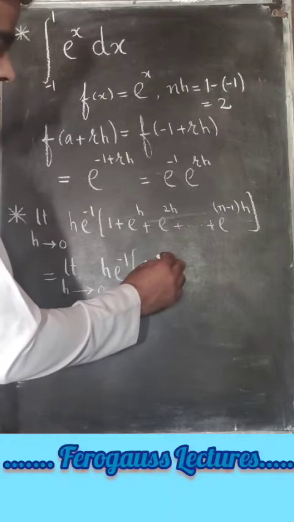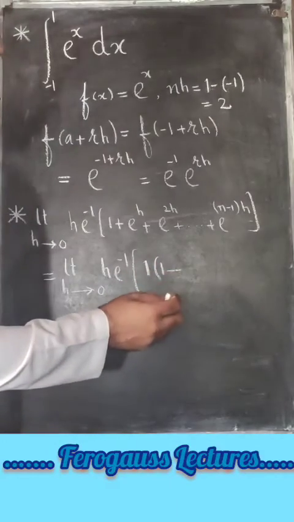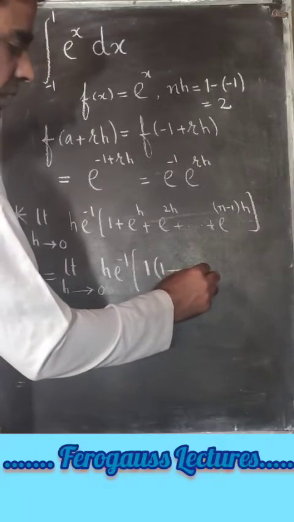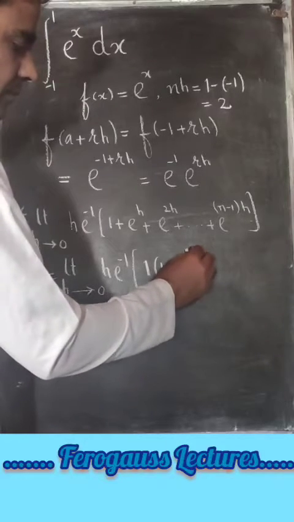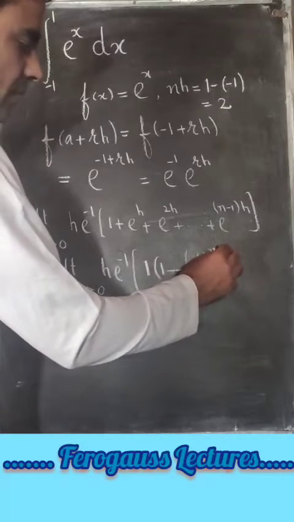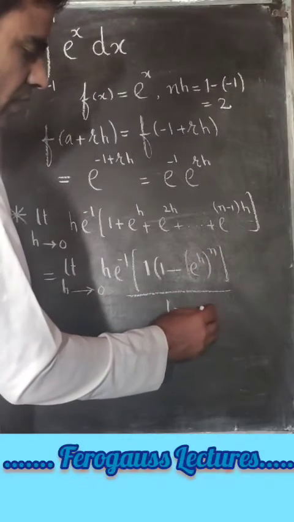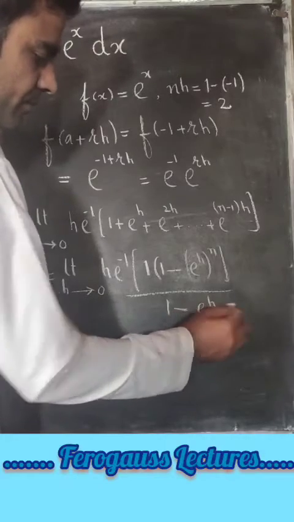that is 1, into 1 minus common ratio raised to n, when the common ratio is less than 1. So it is 1 minus common ratio, that is e raised power h, raised power n, where n is the number of terms, divided by 1 minus r, that is common ratio, that is e raised power h. Okay?